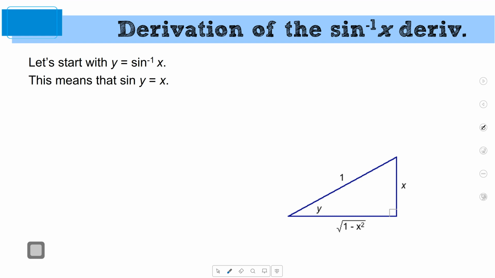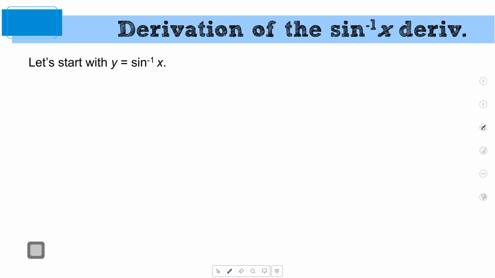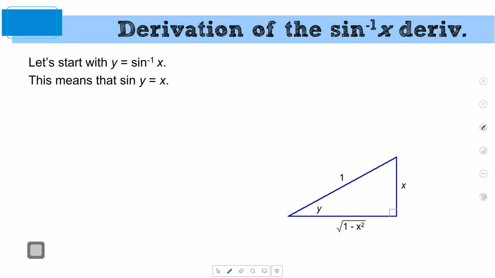Which means I can draw a triangle. When in doubt, draw a triangle. Got some angle y. When I take the sine of it, I get x, which is x over 1. That triangle looks familiar because we used it in a previous problem. Okay, doke?